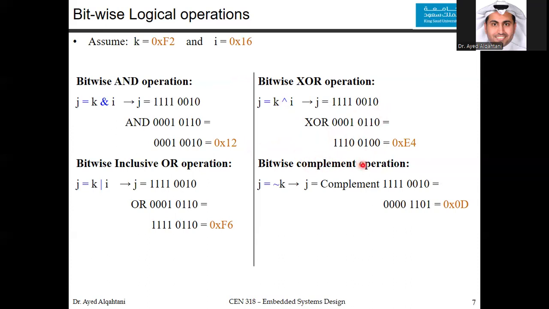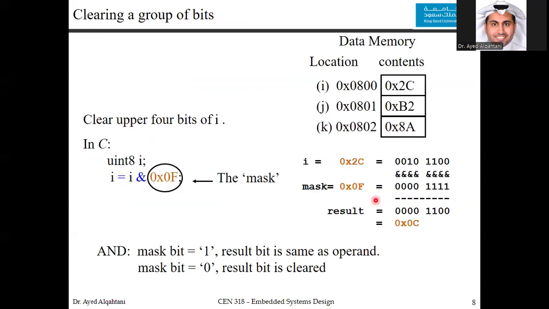Now for the bitwise complement, the complement means that you get the inversion of every bit. So the 0 will become 1, the 1 becomes 0, the 0 becomes 1, and so on. This is the definition of the bitwise logical operations. These are the 4 important ones.